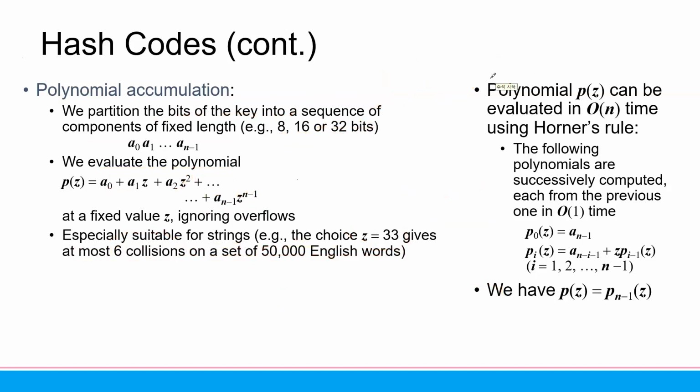It is mentioned that this polynomial in z can be evaluated in O(n). Based on this, we have Horner's rule. If we use the polynomial for hash codes, we have O(n), and the following polynomial can be successfully computed from the previous one, which is O(1). That's the way we can do hash codes and determine the size that is good for the placement.